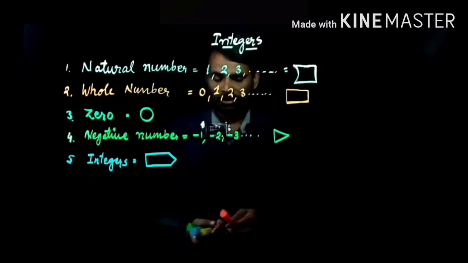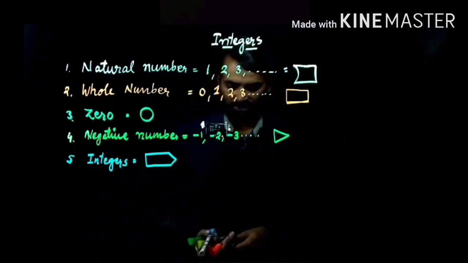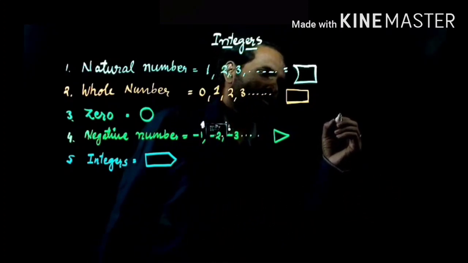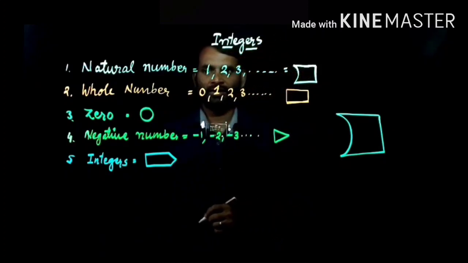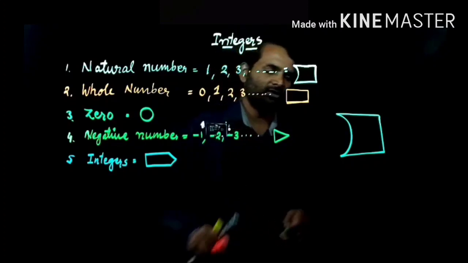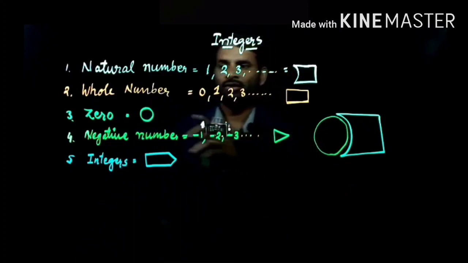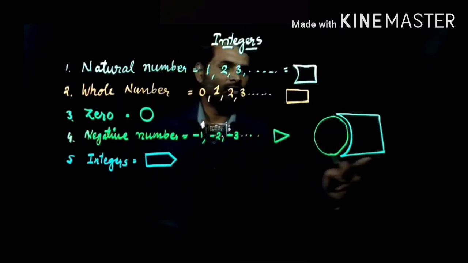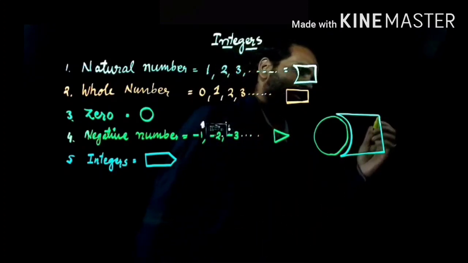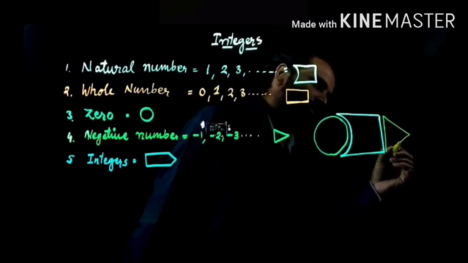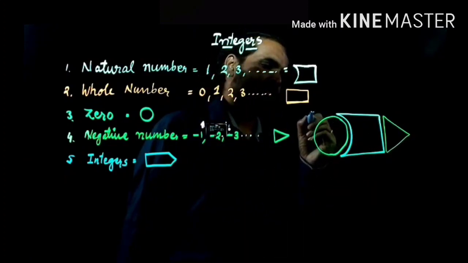Now, what actually are integers? First there are the natural numbers, shown by this sign. Including the 0, it is the whole numbers. Then the negative numbers are added, and all types of numbers together make the integers.